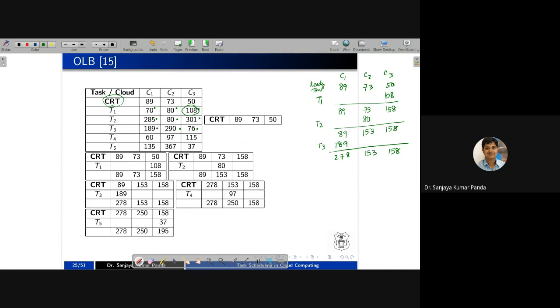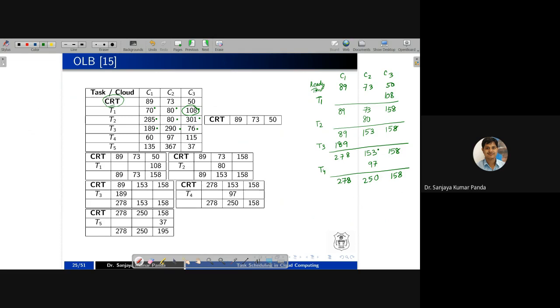Similarly, if you look into T4, the earliest cloud that is available among these 3 is C2. So T4 is assigned to C2, and it is going to take 97 units of time. So C1 is 278, C2 is 250, and C3 is 158. Now you can see T4 is successfully assigned.